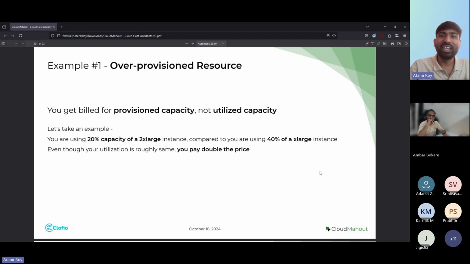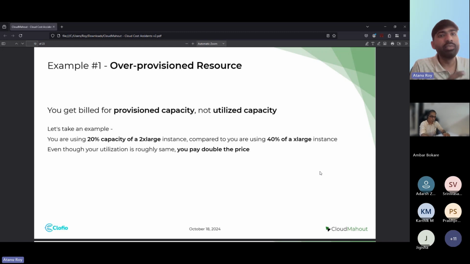So the very first example we are going to take is over-provisioned resource, and I'm pretty sure you must have come across it in your journey as well. The most common way of losing money, right? Over-provisioned resource. So let's talk about why over-provisioned resource happens. A very common issue people basically misunderstand or often miss, even though they know: in cloud, you are billed for your provisioned resource, not utilized capacity, right?